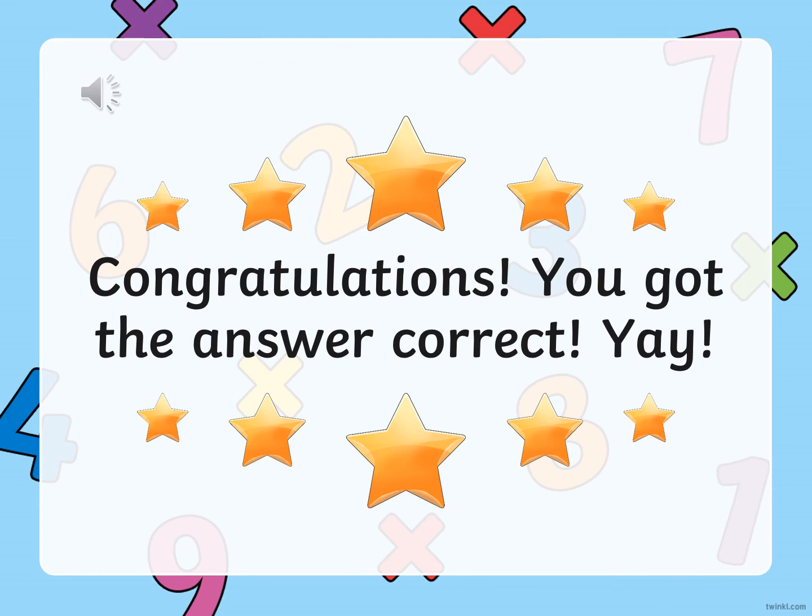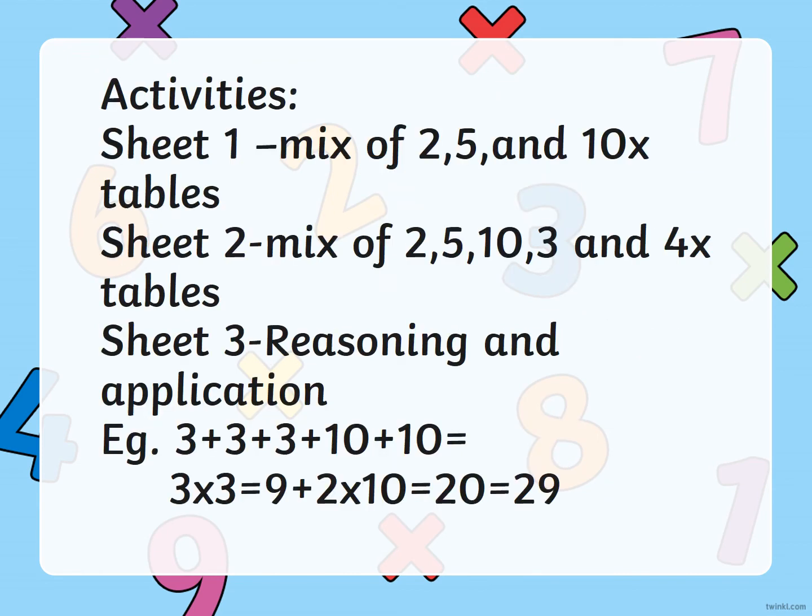So, you can either do sheet 1, which has a mixture of 2s, 5s and 10 times tables, sheet 2, which is a mix of 2s, 5s, 10s, 3s and 4 times tables, or you can have a go at sheet 3, which is about reasoning and application.